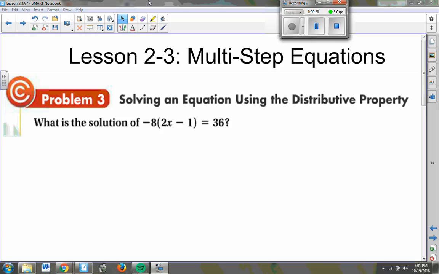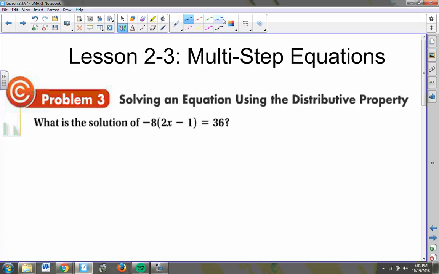And the first thing that you might have to do to an equation before you solve it is use the distributive property to get rid of some parentheses. So here we have an equation that says negative 8 times, in parentheses, 2x minus 1. All of that equals 36. On the left side we see parentheses with a 2x minus 1 inside and a negative 8 in front. That's a situation where we want to use the distributive property. We want to multiply each piece in the parentheses by the number that's outside the parentheses.